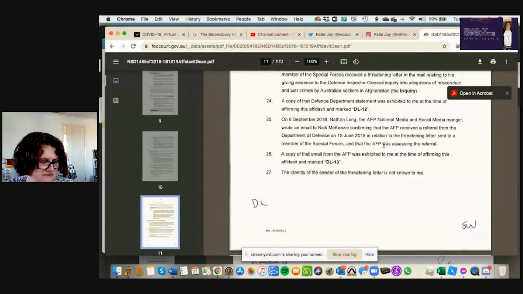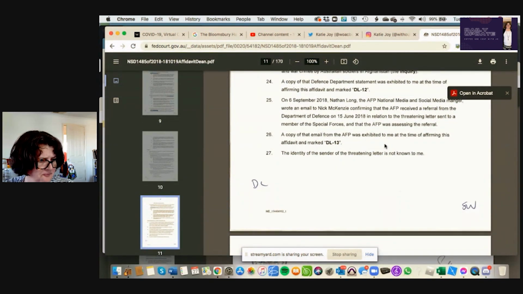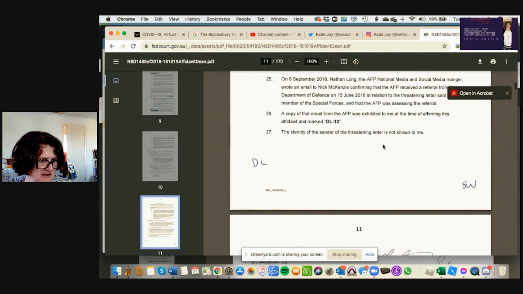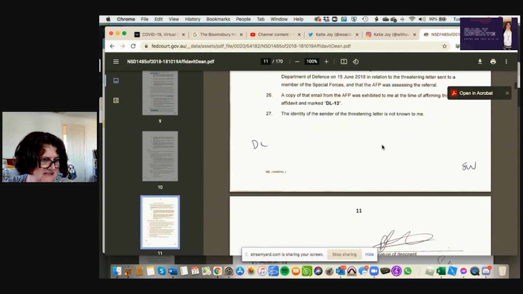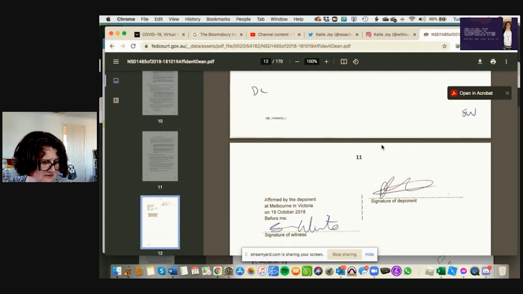On 6th of September 2018, Nathan Long, the AFP National Media and Social Media Manager, wrote an email to Nick McKenzie confirming that the AFP received a referral from the Department of Defence on the 15th of June 2018 in relation to the threatening letter sent to a member of the Special Forces, and that the AFP was assessing the referral. A copy of that email was exhibited to me at the time of affirming the affidavit. The identity of the sender of this threat has not been identified to me.